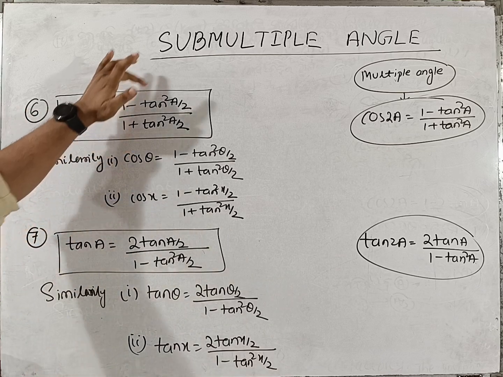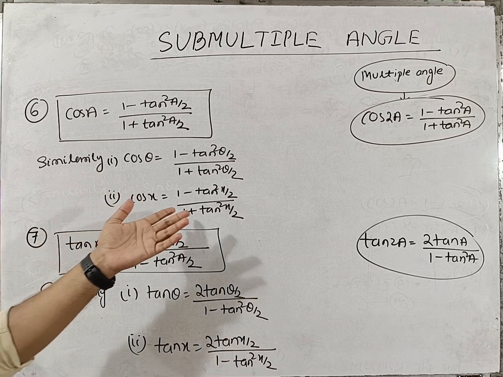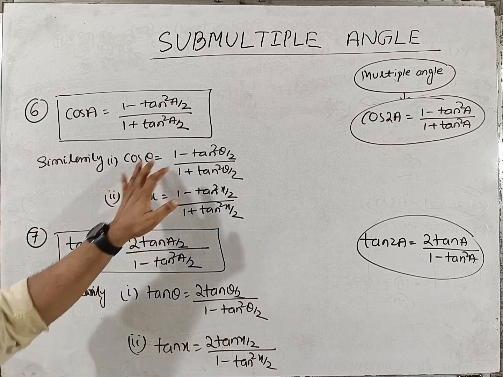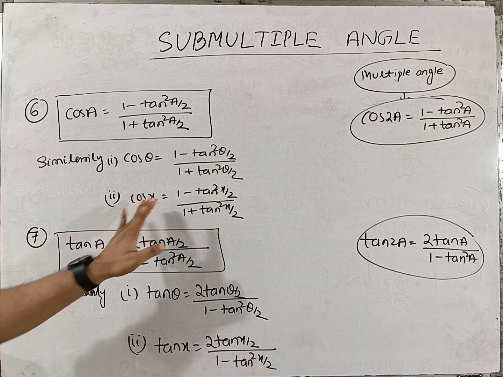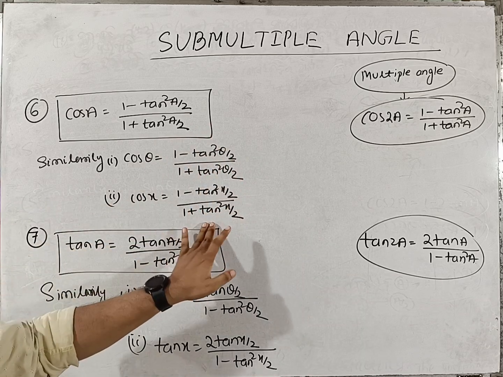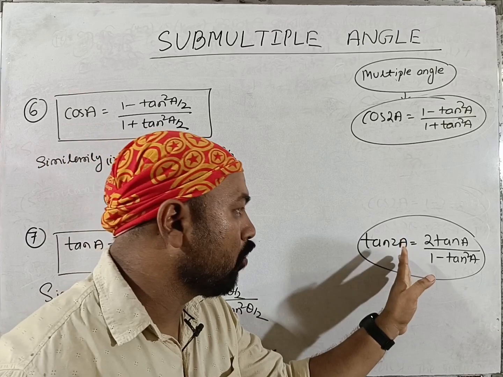Here it is the submultiple angle. Cos A is equal to 1 minus tan square A by 2 divided by 1 plus tan square A by 2. Similarly, in place of theta and x, it will be again cos theta is equal to 1 minus tan square theta by 2 divided by 1 plus tan square theta by 2. Cos x is equal to 1 minus tan square x by 2 whole divided by 1 plus tan square x by 2.